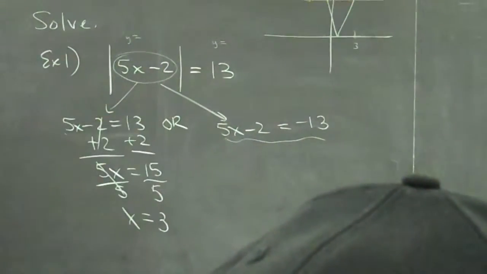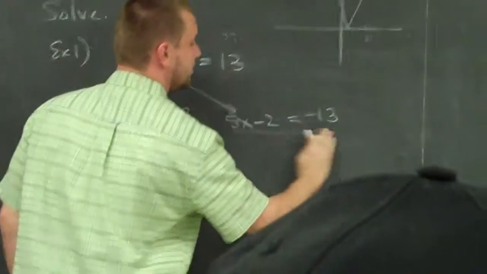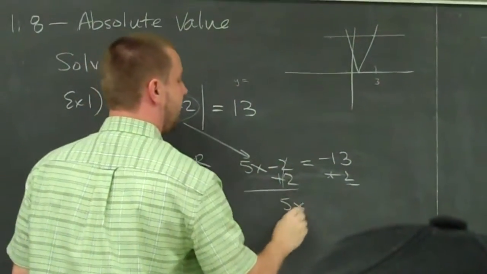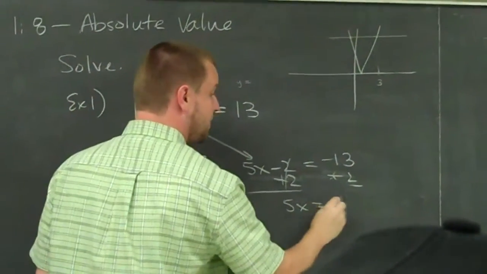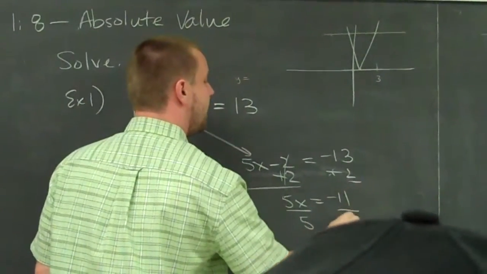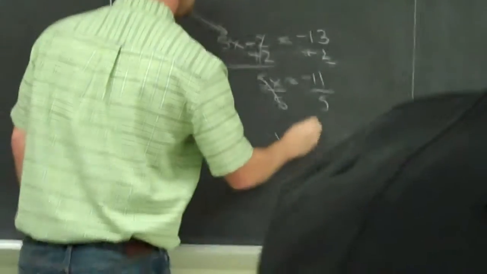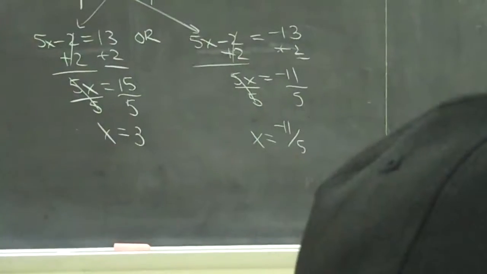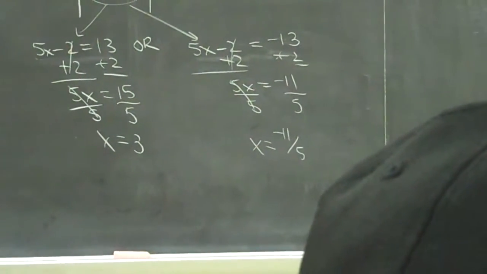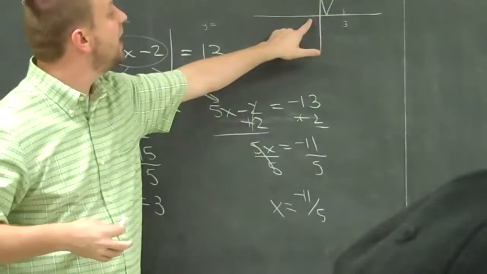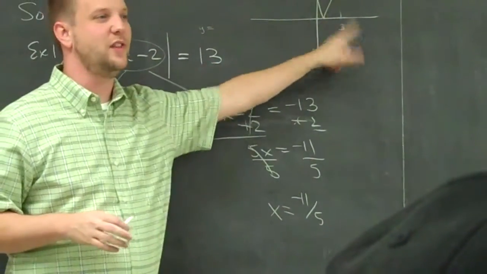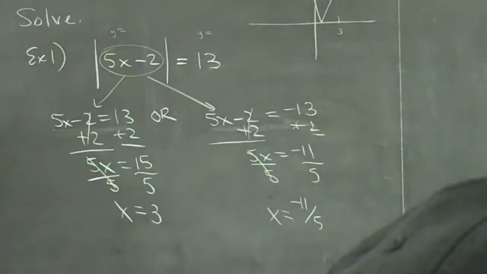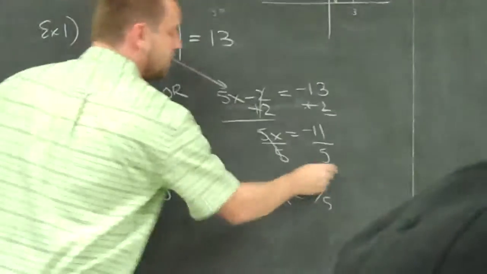Over here, when I add my 2 and such, I get 5x equals negative 11, divided by 5. I get negative 11 fifths, which is like negative 2.2. And maybe that's not quite negative 2.2 if that's 3 over there, but maybe that wasn't 13 there, maybe 13 was a little higher. But those are my two solutions.